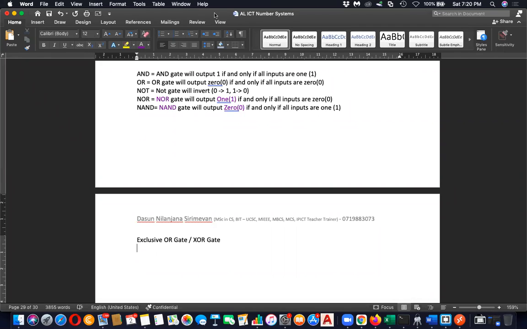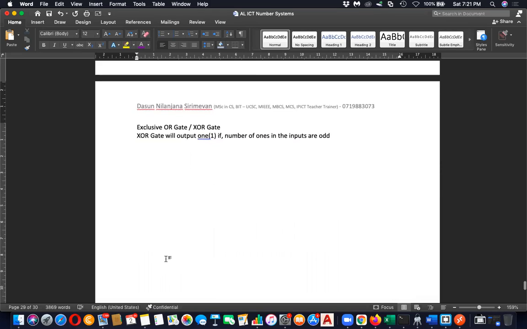Still writing. Even finished. Okay. Exclusive OR gate, XOR gate. XOR gate will output 1 if the number of ones in the inputs is odd. Okay. XOR gate will output 1 if number of ones in the inputs are odd.